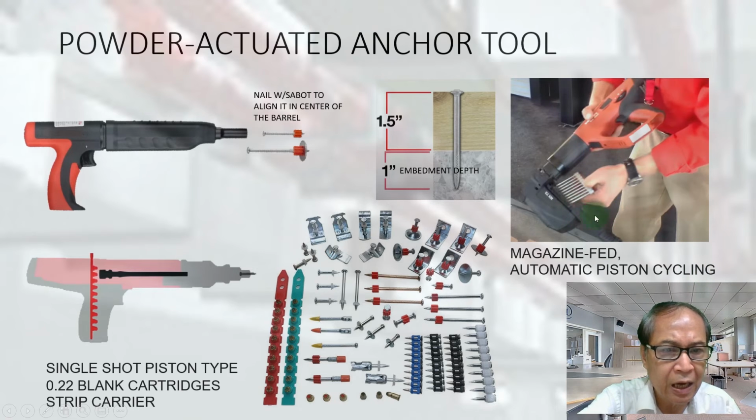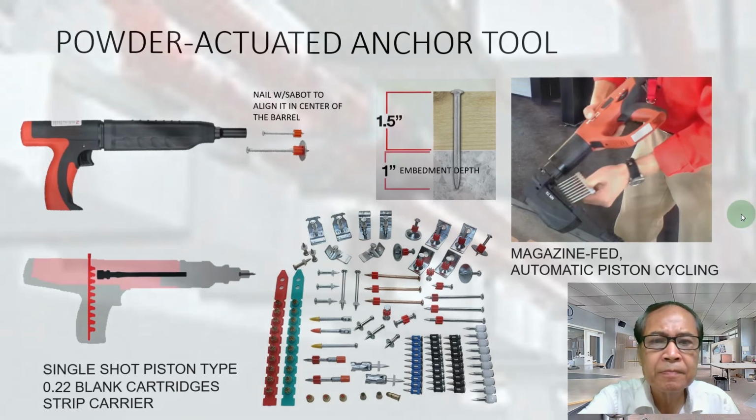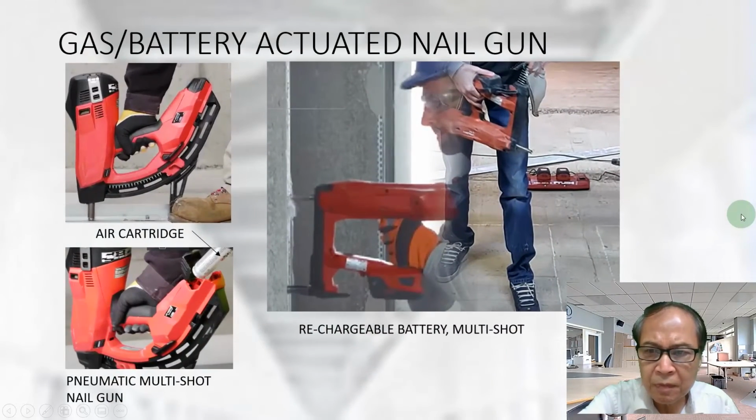It's like an automatic rifle. This is good for big jobs. You see, very productive. Okay, this is the pneumatic multi-shot nail gun, good for concrete.